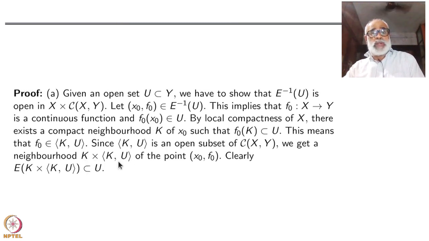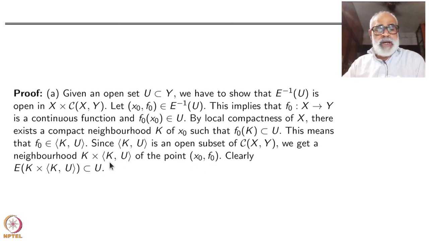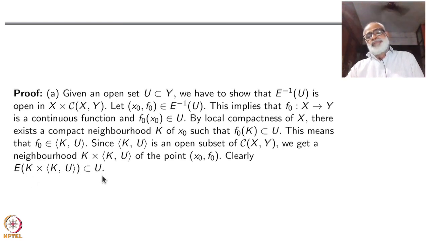Since the bracket (K,U) is an open subset of C(X,Y), we get a neighborhood K cross (K,U). This is the product topology, by the way. K is a neighborhood of x0, (K,U) is a neighborhood of f0. So this product is a neighborhood of (x0, f0). Now clearly, if you take E of this, by the very definition of (K,U), take any (x, f) here, f of x will be inside U. So E of that is inside U, that is the meaning.